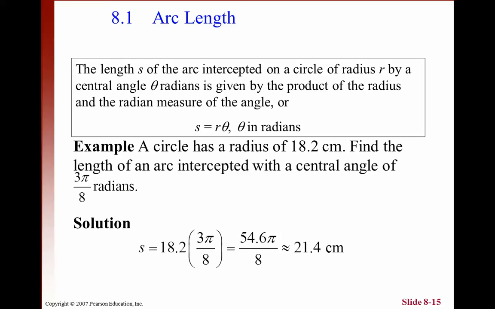Sometimes the book has the answers with pi. If they say use the exact answer, you have to have the pi there. If they say give the approximate answer, then you can just multiply everything out.